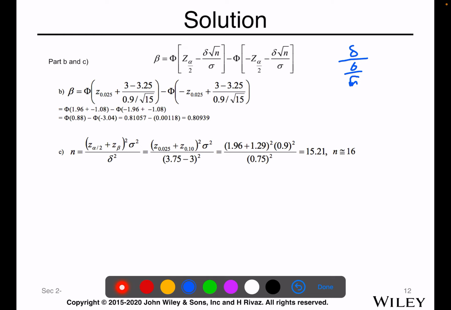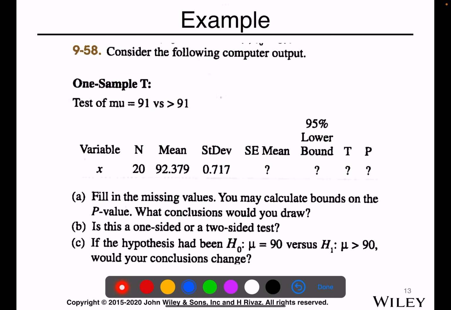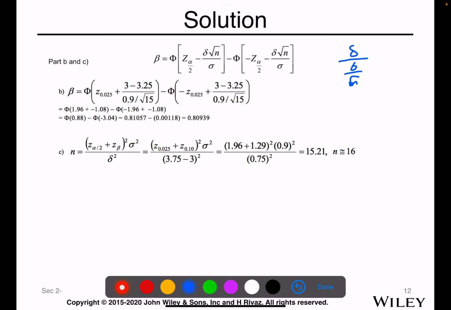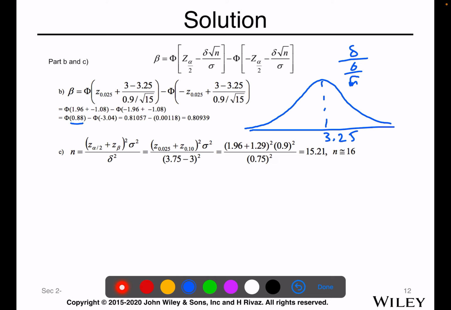Right, so when we check those two numbers, let me draw that distribution here again. So this is 3.25, the correct mean, and the numbers that we find are 0.88 and minus 3. So actually one of the numbers is here. This is very unusual.